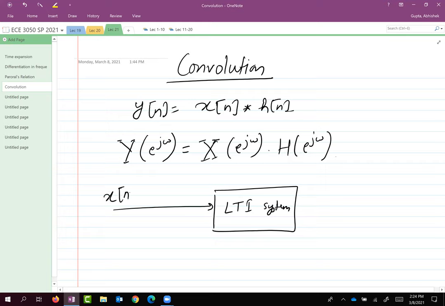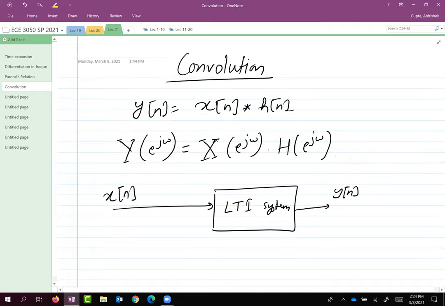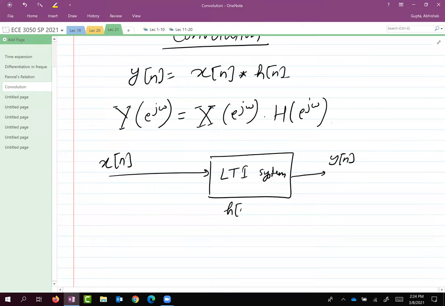I have an LTI system. I give it an input x of n. And it turns out if the impulse response of the LTI system is h of n, you can just multiply the Fourier transform of the input signal with the Fourier transform of the impulse response, the frequency response of the system, and you get the Fourier transform of the output.